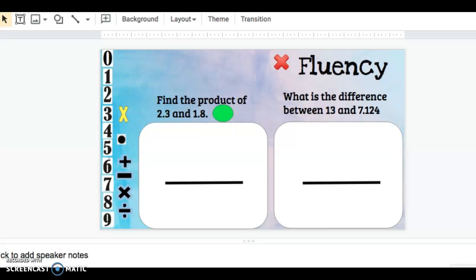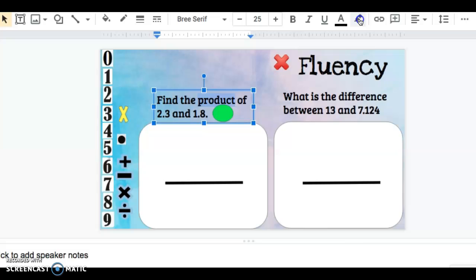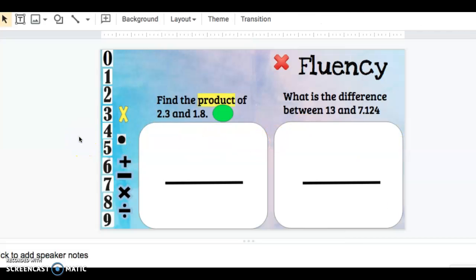Okay, so for fluency, we are now introducing a new concept. It's maybe not new to you, but it's new in sixth grade this year. If we're looking at this first question for fluency, it says find the product of 2 and 3/10 and 1 and 8/10. We have the word product. Product is a vocabulary word that we're going to be focusing on, and product is the answer to a multiplication problem.